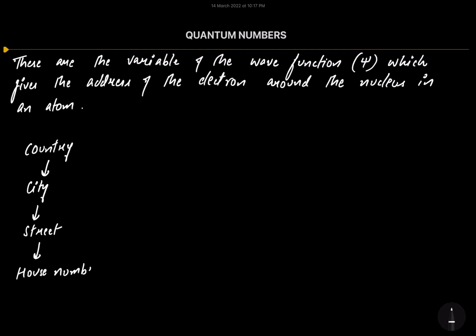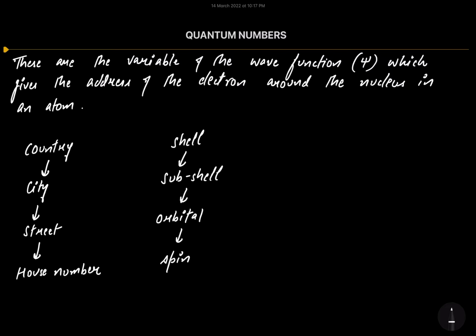So when we have to find the address of an electron, how do we find that? Firstly, we will look for the shell in which the electron is present, then in which subshell of the main energy shell, then we will look for the orbital of that subshell, and then we will finally look for the spin of the electron in that orbital. So that's the address of the electron. Firstly the shell, then subshell, then orbital, and then finally the spin. This is the method of finding the address of the electron.